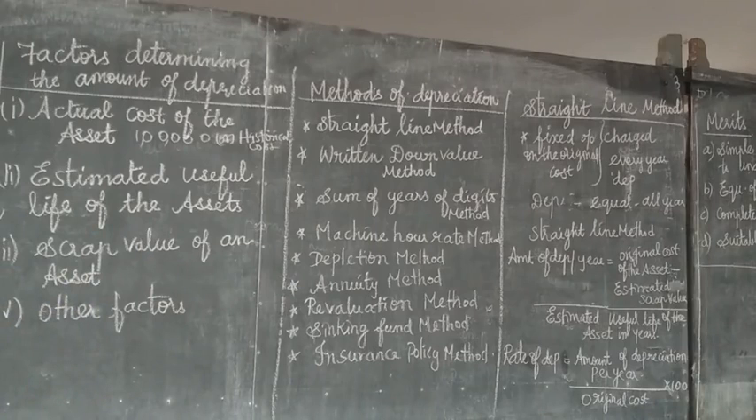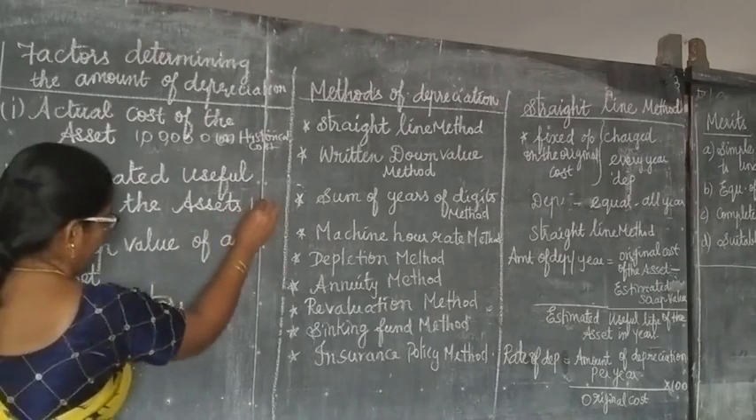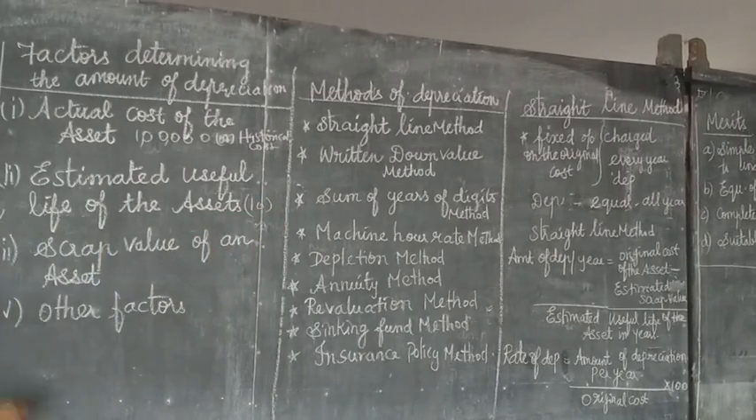Then estimated useful life of the asset. What is meant by estimated useful life? The period for which an asset can be used in the enterprise. How long are we going to use the asset for our business premises? Mostly 10 years, 5 years, 6 years. For years together we are going to run the business. So that is known as the useful life of the asset.